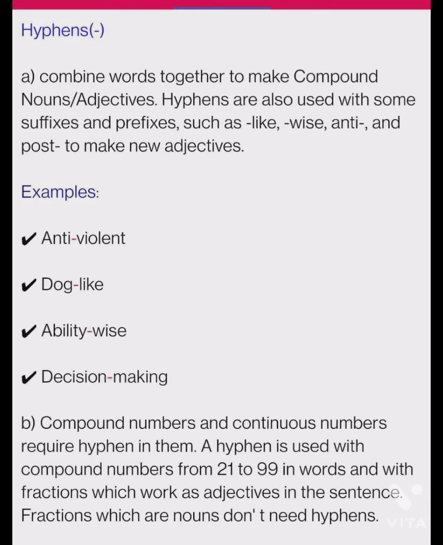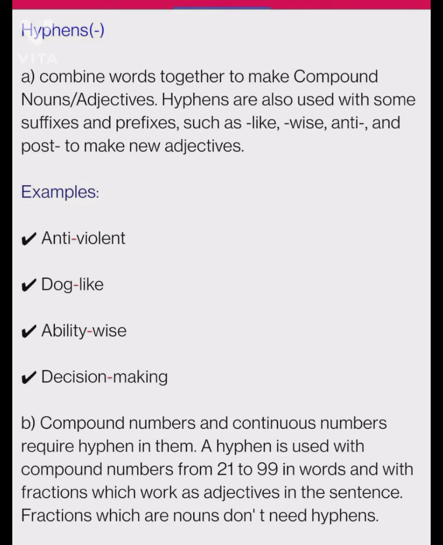And hyphens, where to use a hyphen. Combining words together to make a compound noun or adjective. Hyphens are used with some suffixes and prefixes such as like, wise, anti, and positions to make new adjectives. So this is how we use a hyphen. Compound numbers and continuous numbers require a hyphen in them.